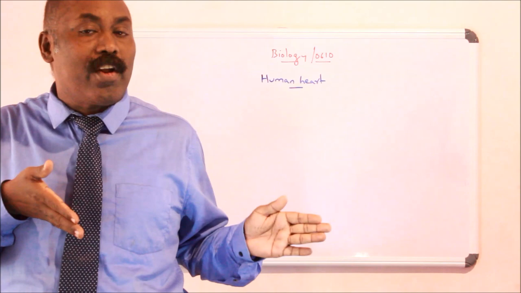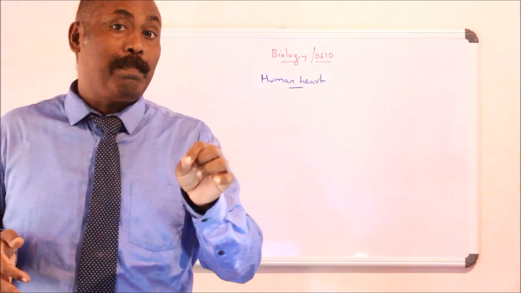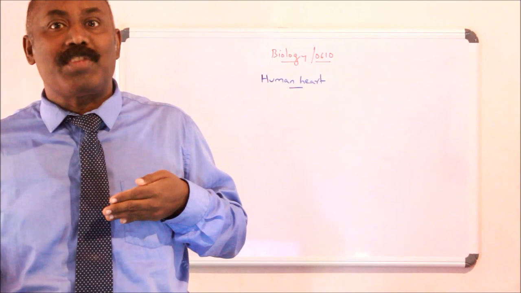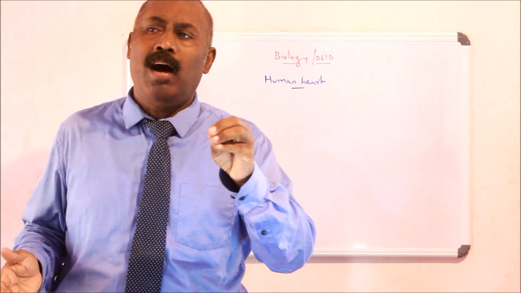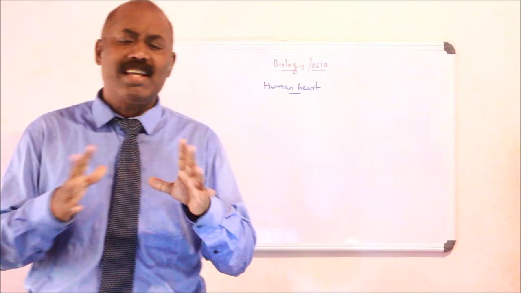But I told you before, in one in 12,000 people you can see a heart which is pointed towards the right side of the chest. This condition is actually a genetic disorder, so you don't have to learn much about that, I just mentioned it.